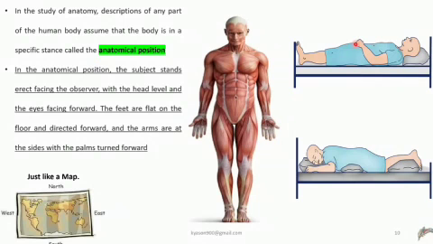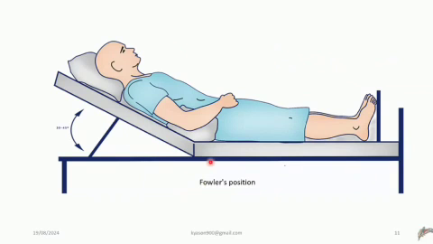Then we have the prone position. This is a position attained when the patient is lying on his or her belly, facing downwards. Okay, that's the prone position. And then here we have the so-called Fowler's position. Now, to attain this position, the patient's bed can be tilted or elevated at an angle, so that we can attain what we call the Fowler's position, or what you can also call the semi-sitting position.